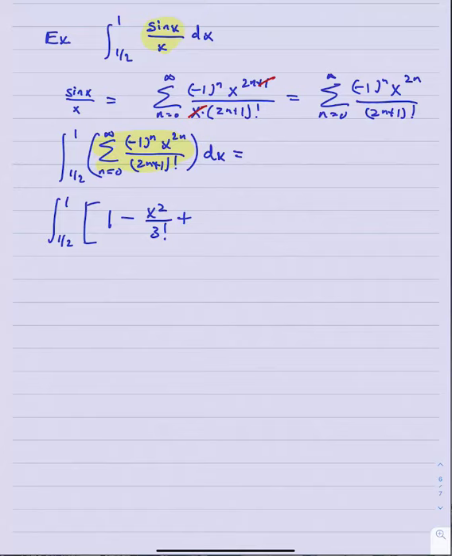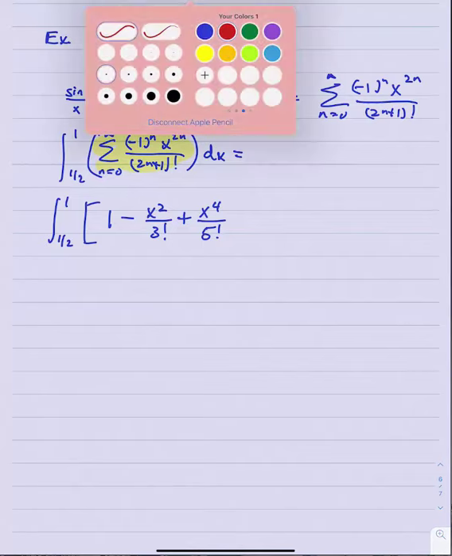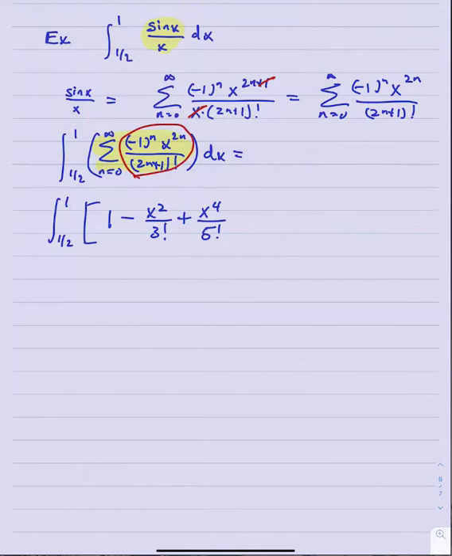The next term would be positive, and it would now be x to the 4th, because we're hitting the even powers here. What would the denominator be? It would be 2 times 2 plus 1. It'd be 5 factorial. Okay, and of course, now we're actually seeing the pattern played out that is spelled out in this formula. The denominators are odd factorials. The numerators are even powers of x, where that even power is 1 less than the odd number in the denominator. And now that I've got a clear handle on that pattern, I know that the next term would be negative x to the 6th over 7 factorial plus x to the 8th over 9 factorial minus x to the 10th over 11 factorial, and so on.